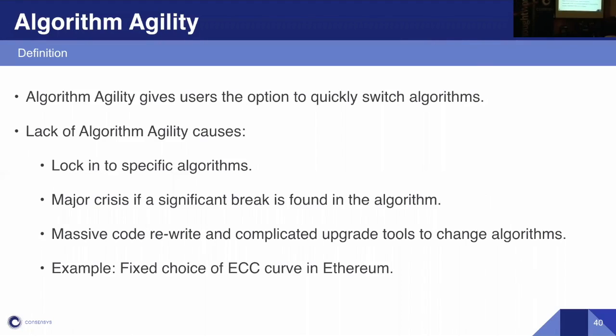And so I guess this is really reiterating what I just said. So that you don't get locked into a single algorithm. And if you do lock yourself into a single algorithm, then when you've got a change, like say SHA-1, it's a major crisis. And you don't want that. You don't want to have this massive code rewrite.